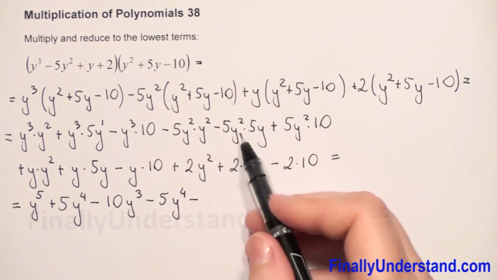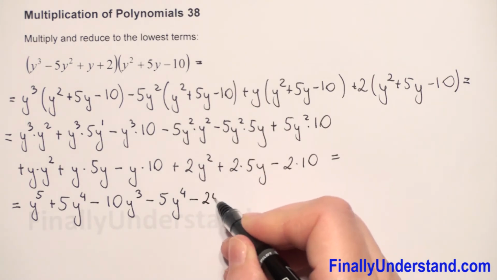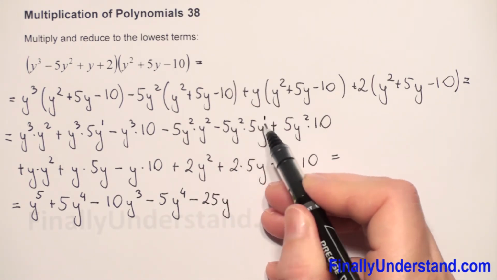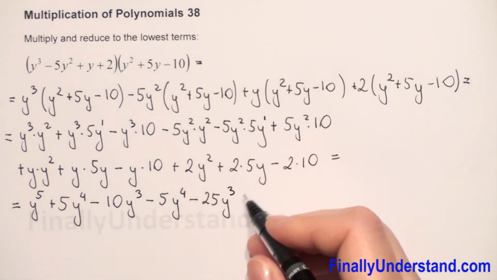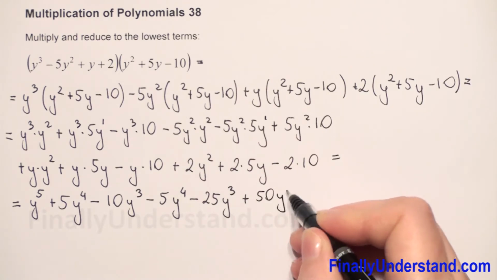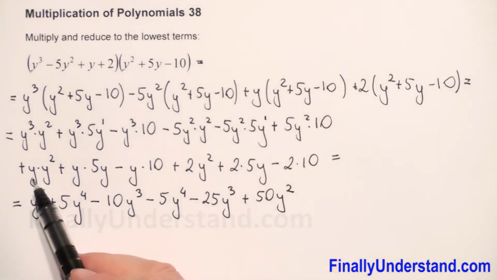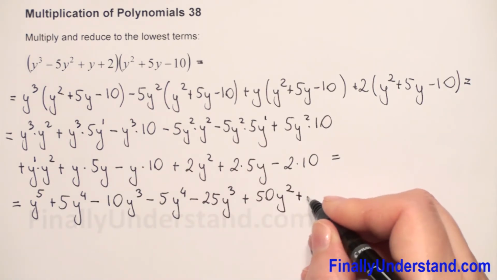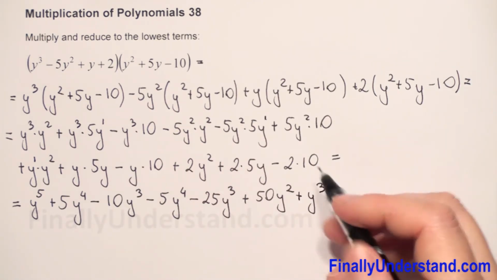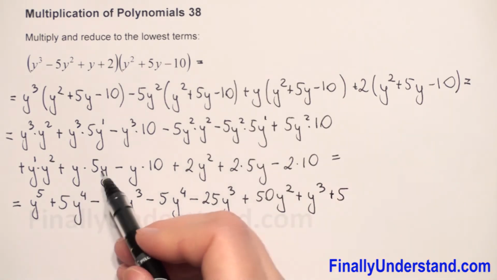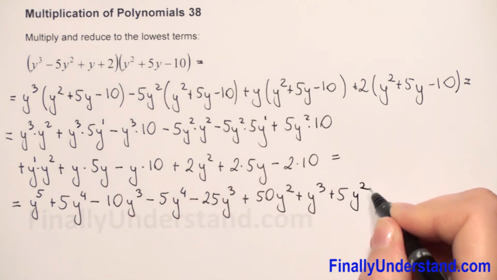Next we have negative sign. 5 times 5 is 25. Y, the same base, and exponents are 1 and 2, so it will be 3. Plus 5 times 10 is 50y squared. And next we have the same base, exponents are 1 and 2, so it will be plus y cubed. First the number, so we have plus 5. Y times y is y squared.